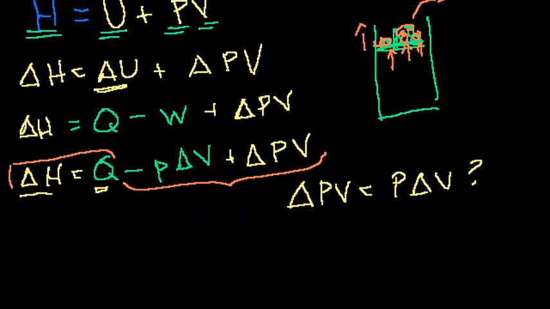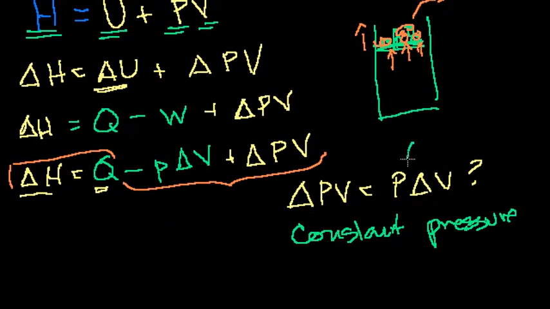Well, the only way I can make this statement is if pressure is constant. Now, why is that? Let's just think about it mathematically. If this is a constant, then if I just change, if this is just 5 times the change in something, it is the same thing as a change in 5 times that thing. So it just mathematically works out.